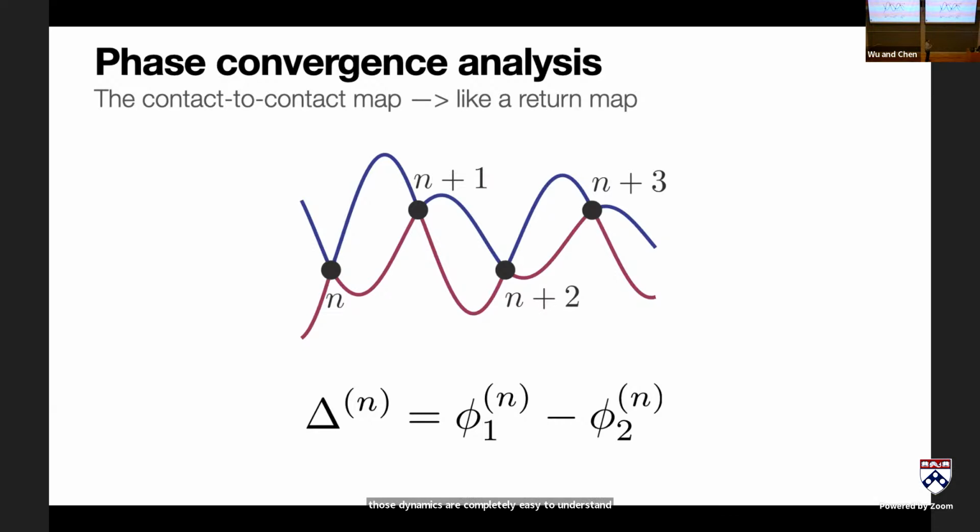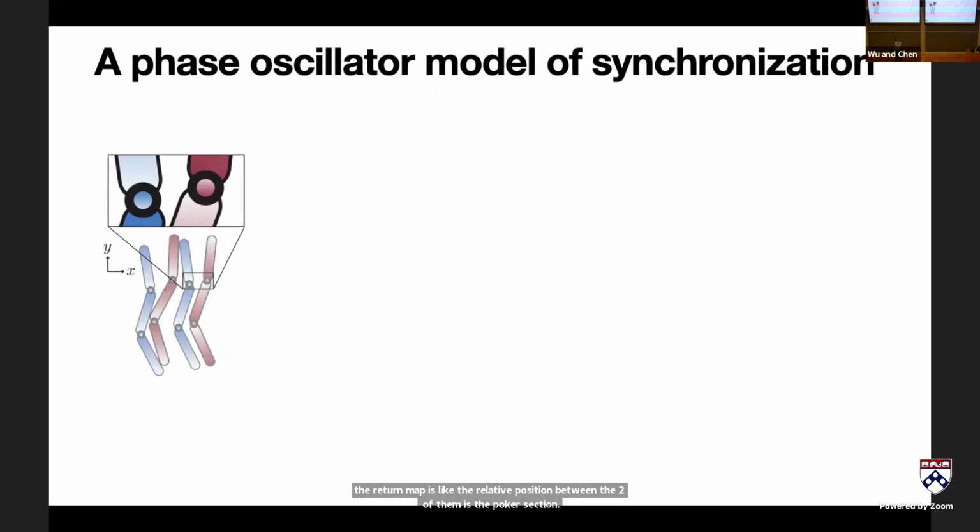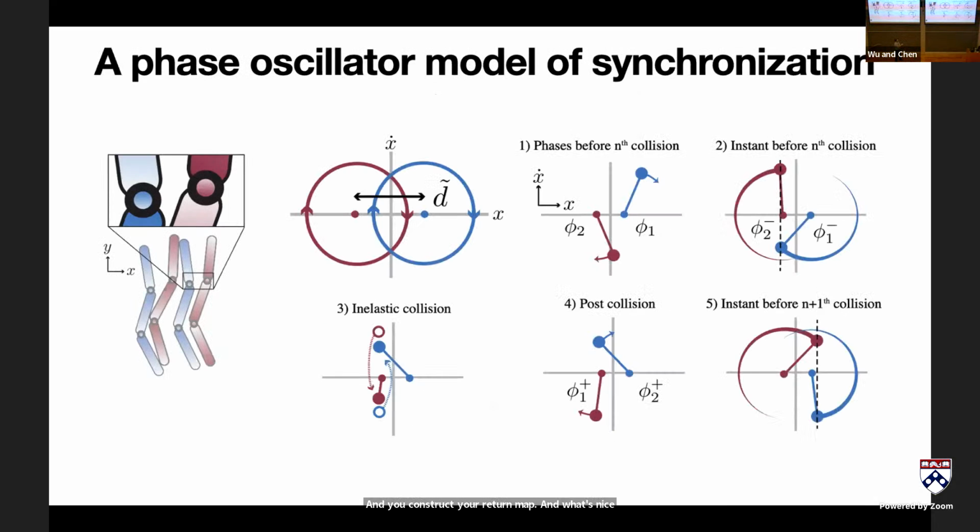At the collision, if I just use a simple inelastic coefficient model of collision, then all I need to do is just track the dynamics from collision to collision. Okay, it's somewhat like creating a return map, but the return map is just the instances of contact. So maybe the return map is like the relative position between the 2 of them is the Poincare section, and you construct your return map. And what's nice is in the system, you can actually, under some assumptions of basically just phase dynamics and no radial dynamics, build this return map just by pen and paper.